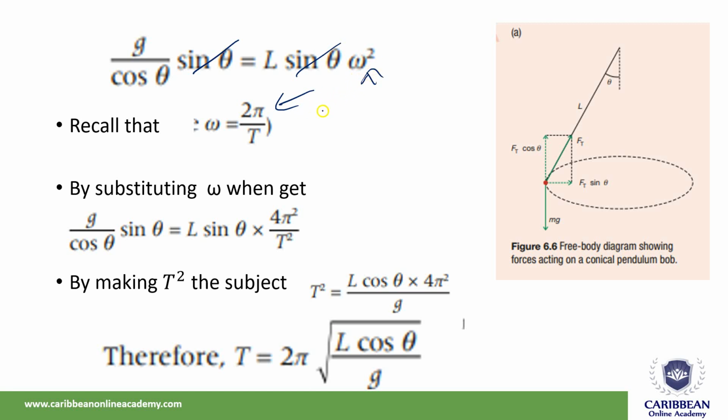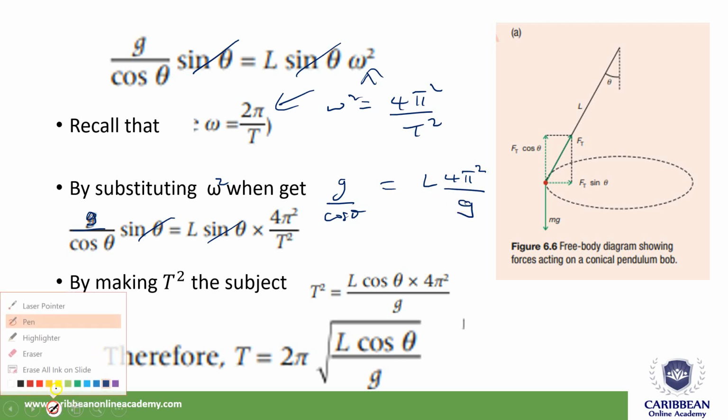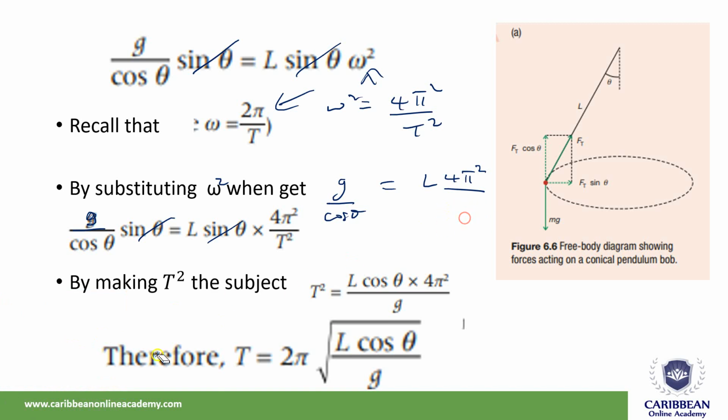So since this is omega squared, then omega squared is really equal to 4 pi squared divided by T squared. So we're substituting omega squared in our equation, right? So we therefore have g divided by cos theta. We studied that this is gone already. So what we're really left with is, let me write it right here. g divided by cos theta is equal to L times 4 pi squared divided by, well, my bad, not g, divided by T squared.